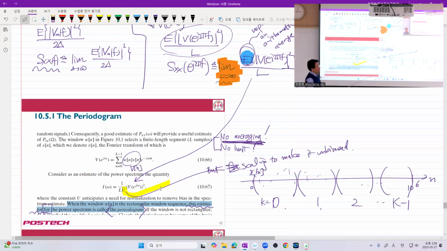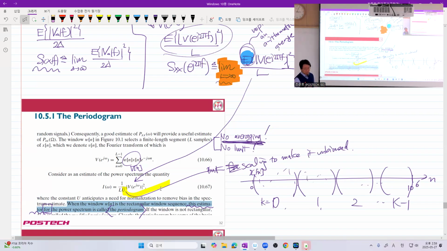The problem is that given a single realization of very large length, if we want to increase the number of segments, then we have to decrease the segment length, right? Number of segments increased means that the duration of each segment reduced. Then what happens? Our resolution in the frequency domain decreases because this is reduced. So we need a trade-off.